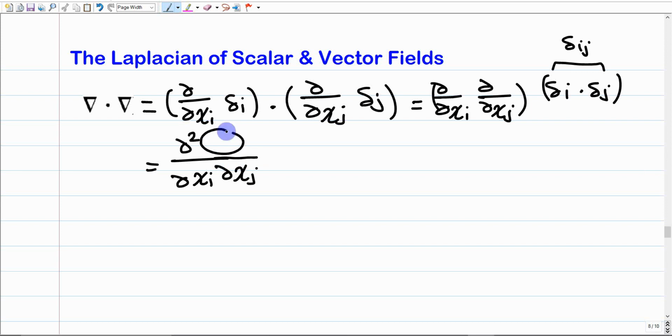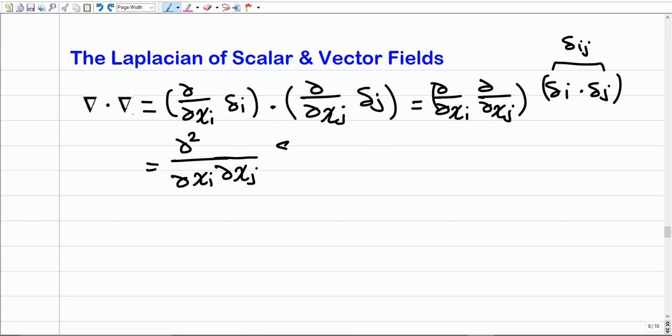Like, for example, you are differentiating something twice. This is the second derivative of a scalar field or a vector field, once with respect to x, then with respect to j, which is y. For example, you differentiate once with respect to x and y, with respect to x and z, with respect to x and x, whatever it is, right? So this one is equivalent to this form.